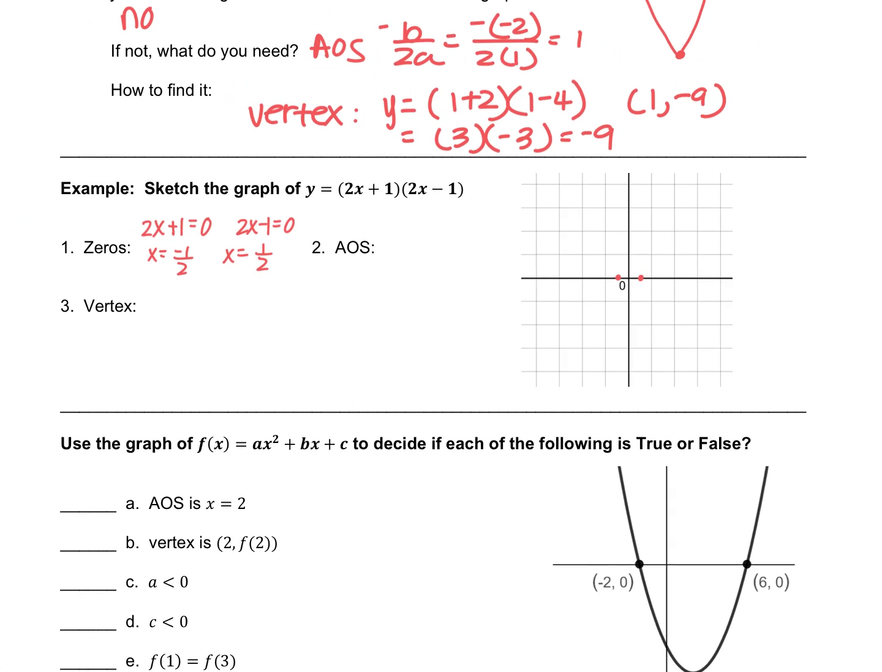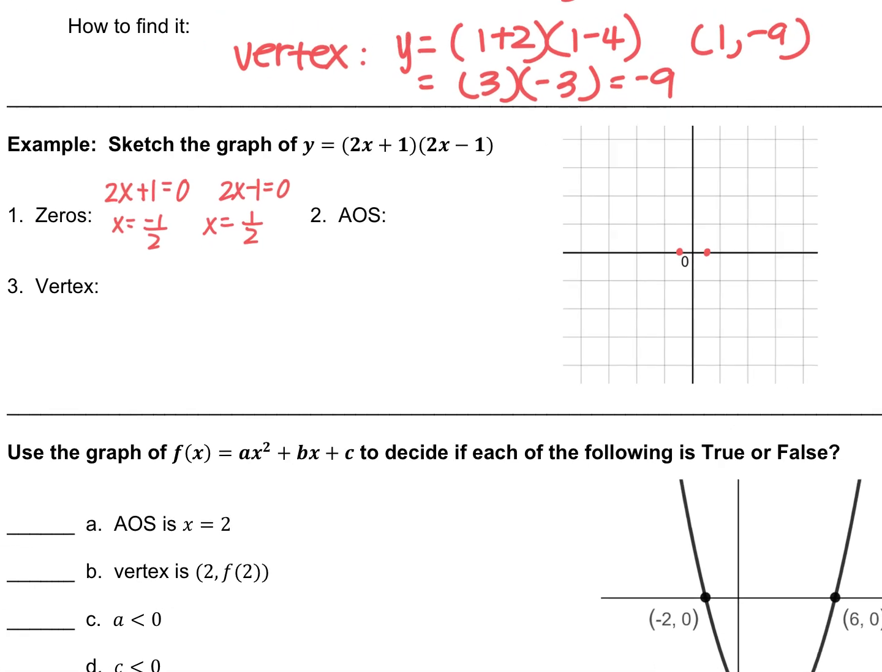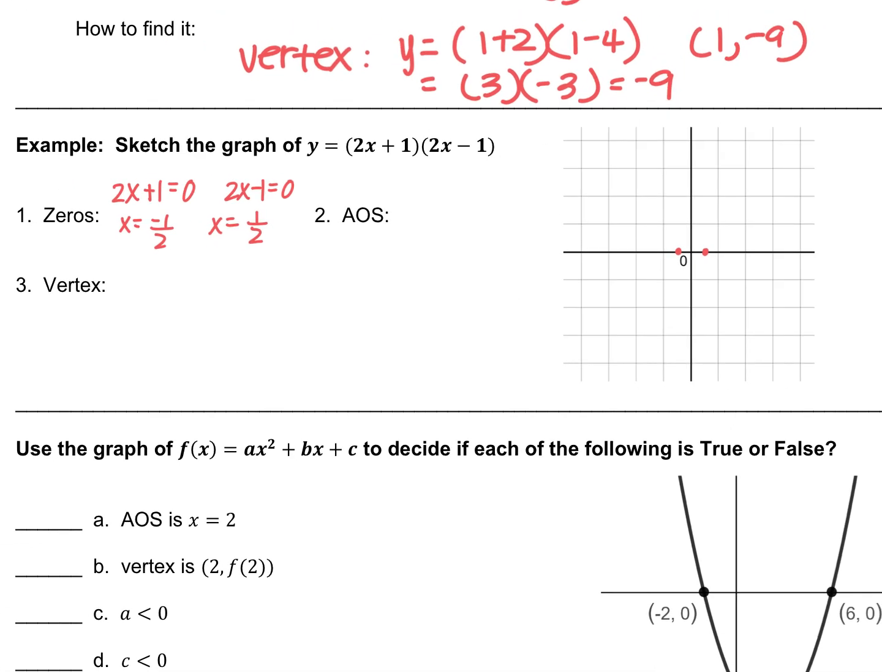And then how did you find the axis of symmetry earlier? Good. It was in the middle of the zeros. So for this one, where is the axis of symmetry at? Good. X equals 0.